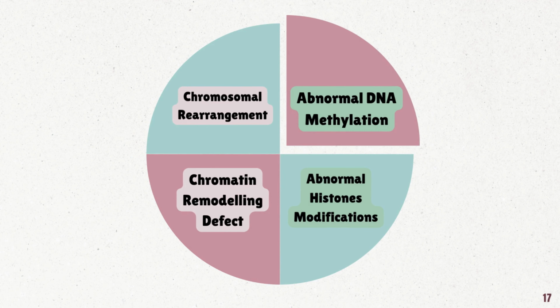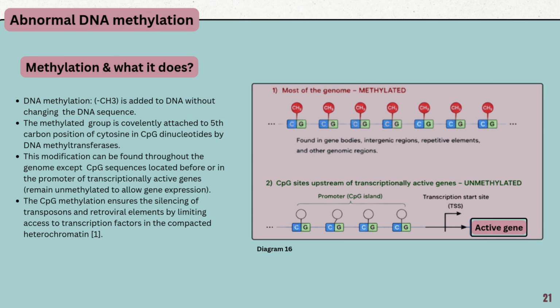First, DNA methylation. DNA methylation is the addition of a methyl group to cytosine at CpG sites by DNA methyltransferases. Think of methylation as a do not disturb sticker on DNA. It prevents certain genes from being read. Normally, most of the genome is methylated because many regions are repetitive DNA. Repetitive DNA is the sequences that are repeated many times.